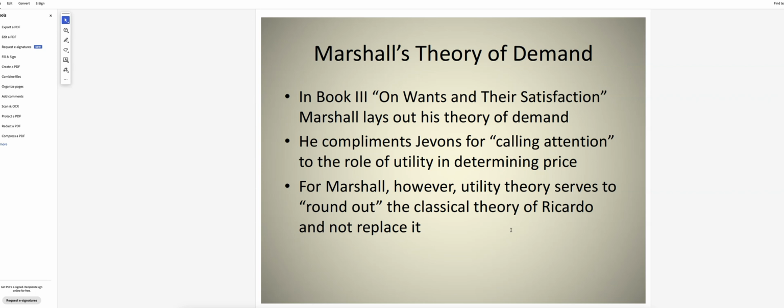And so he writes in book 3, he gets a chance to talk a little bit more about what his theory of demand is and how it's linked to people seeking to maximize their marginal utility. And he credits Jevons for that focus on the marginal utility, but again, he was coming up with it before even Jevons wrote what he wrote.